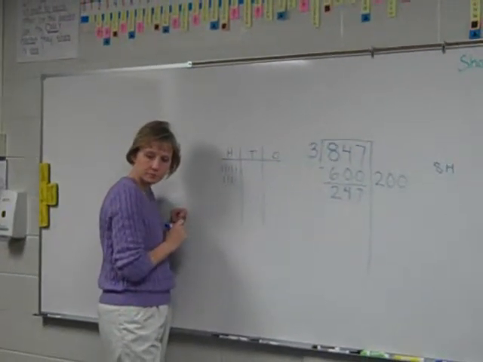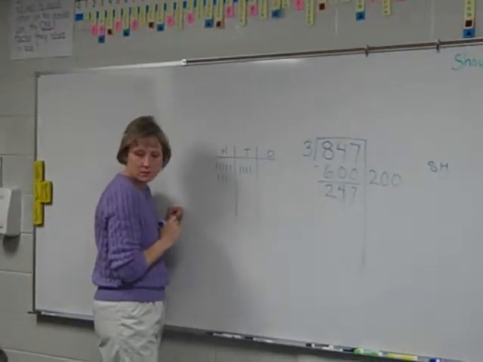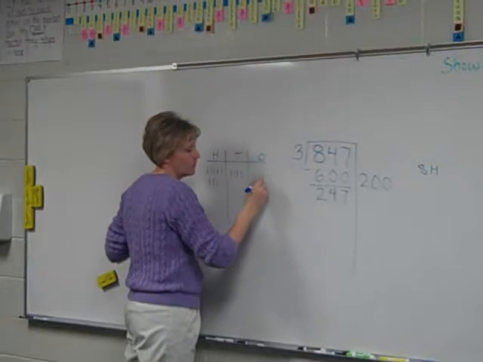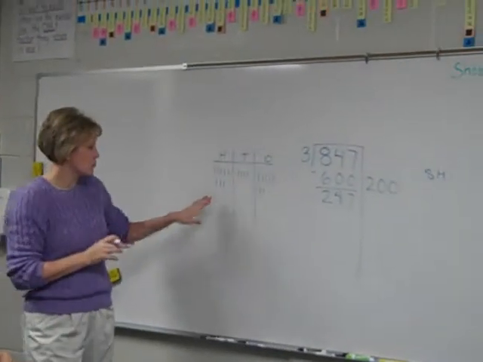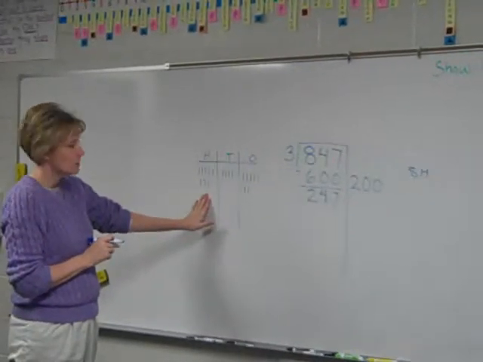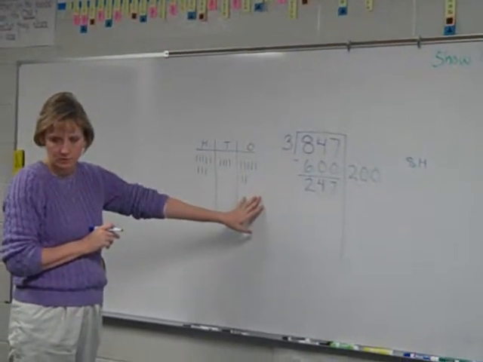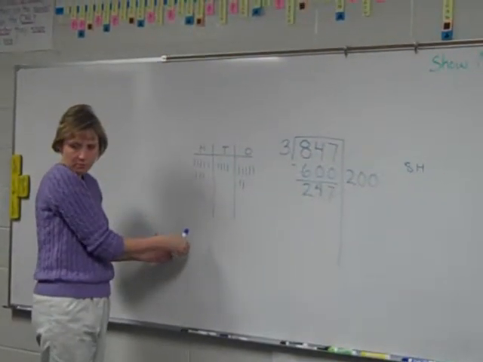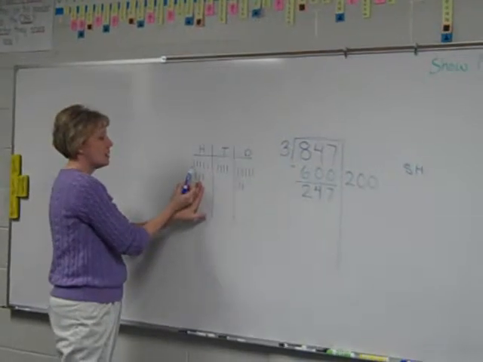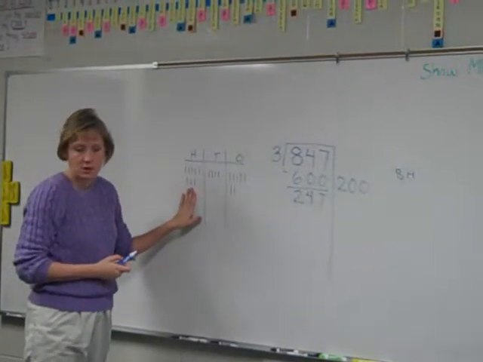How many tens? 4. How many ones? 7. Does that picture make sense? This picture is showing me that I have 8 hundreds, 4 tens, 7 ones. In division, Ireland, we always start with the largest place value. So I'm looking here and I have 8 hundreds.